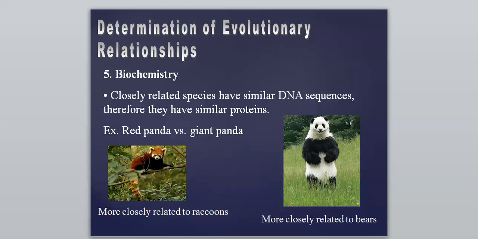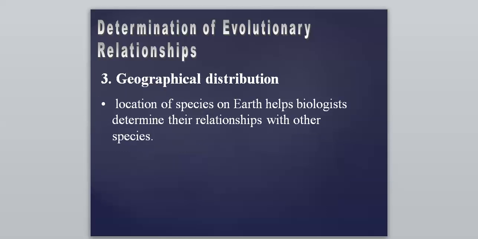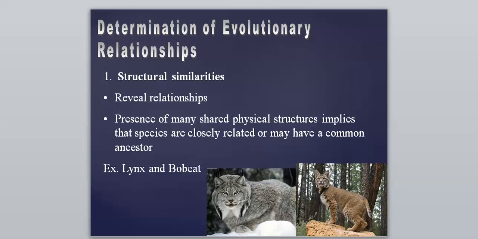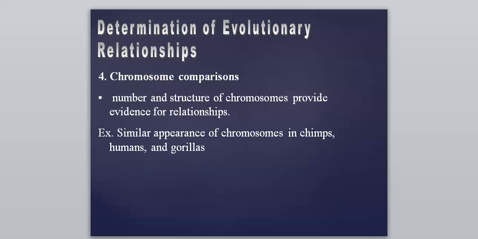So again, that is just kind of how we've traveled so far in terms of identification, because we can tell now that these two that were originally probably grouped together just based on how they looked are completely different from one another. And so those are the 5 steps that we can use. We have biochemistry, chromosome comparisons, geographical distribution, breeding behavior, and structural similarity. Those are all factors that help us with classification today.